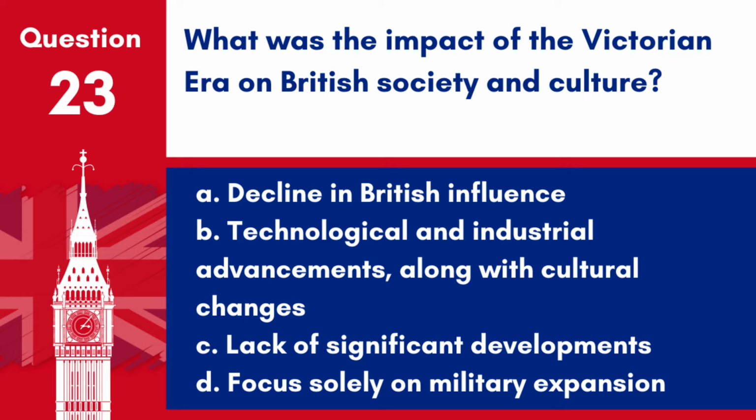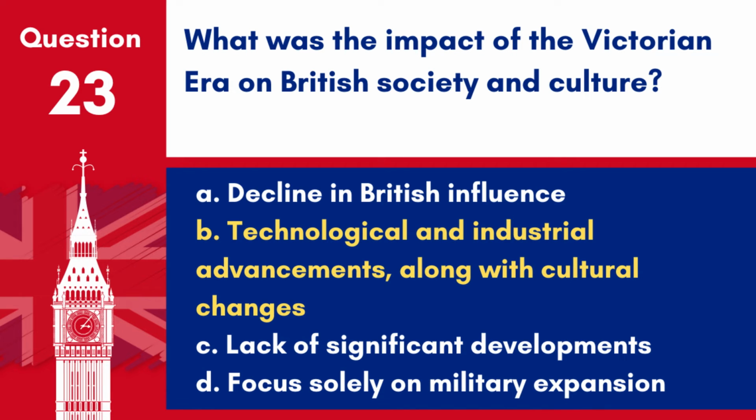Question 23. What was the impact of the Victorian era on British society and culture? A. Decline in British influence. B. Technological and industrial advancements, along with cultural changes. C. Lack of significant developments. D. Focus solely on military expansion.